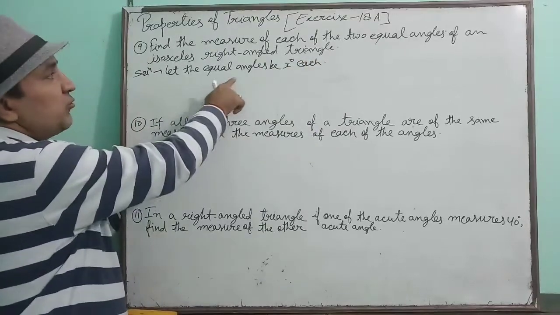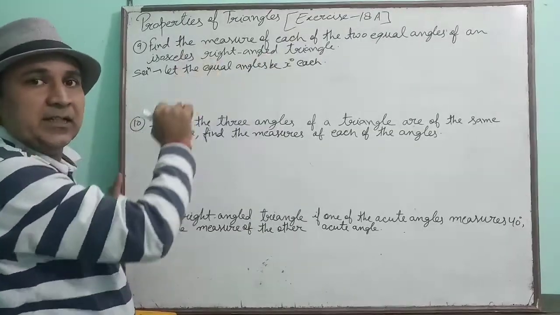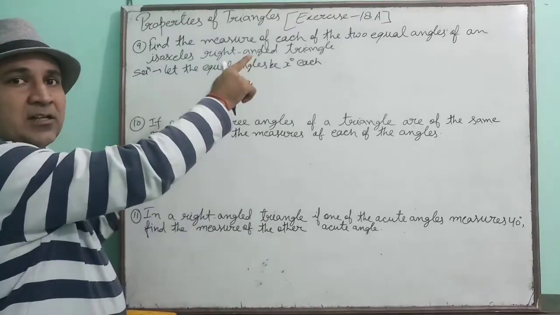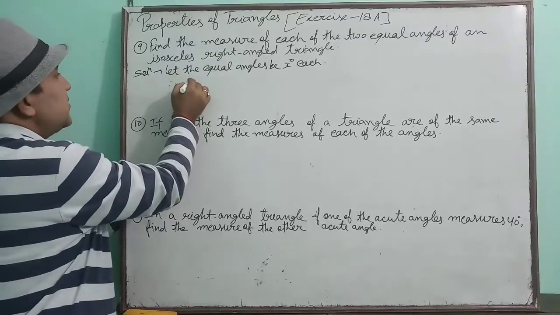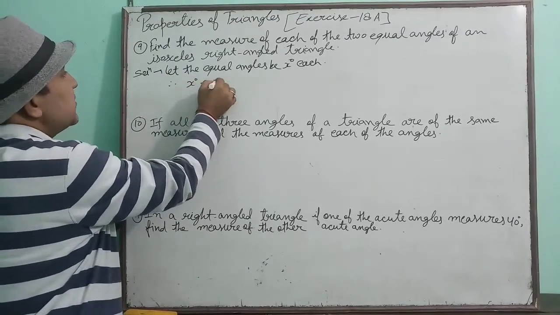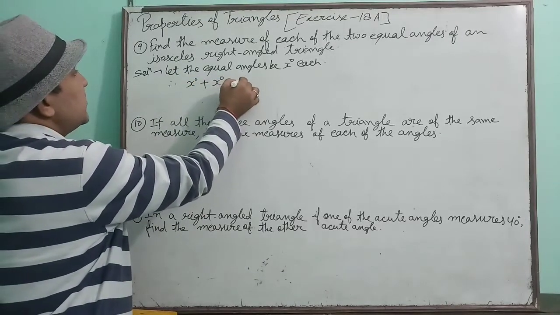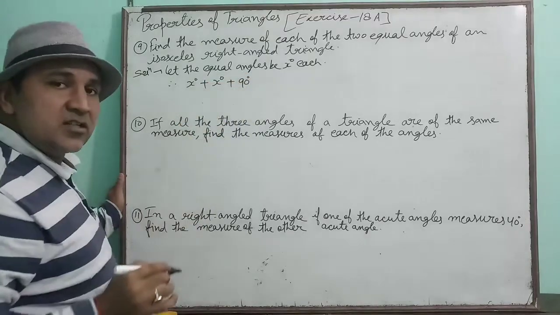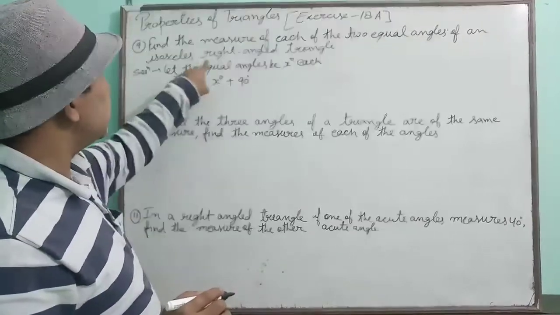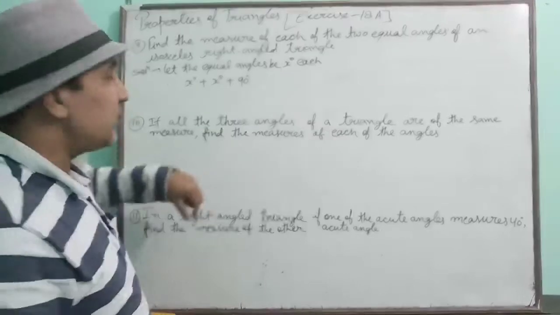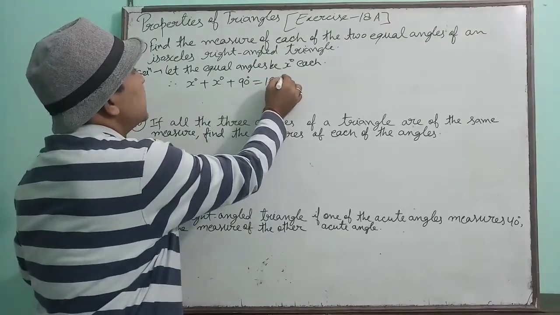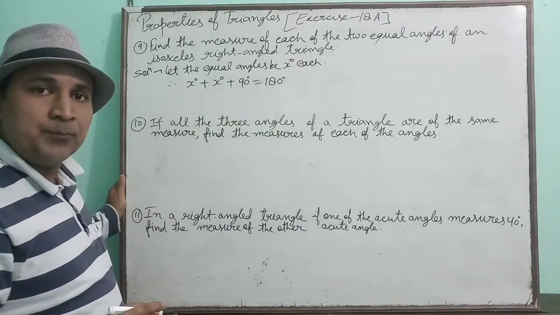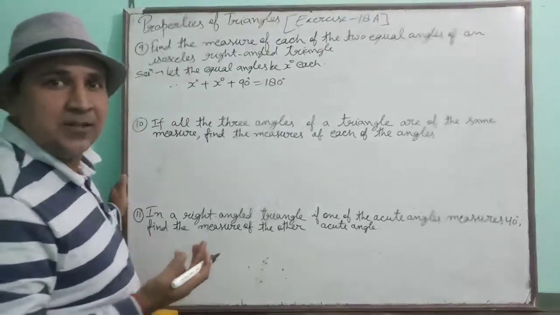Let the equal angles be x degree each. There are two equal angles. Suppose both the angles are x degree. It means the first angle is x degree, the second angle is also x degree, and the third angle is 90 degree because it is a right angled triangle, and we know that the sum of the angles is always equal to 180 degree. Now see, your question has become easy.